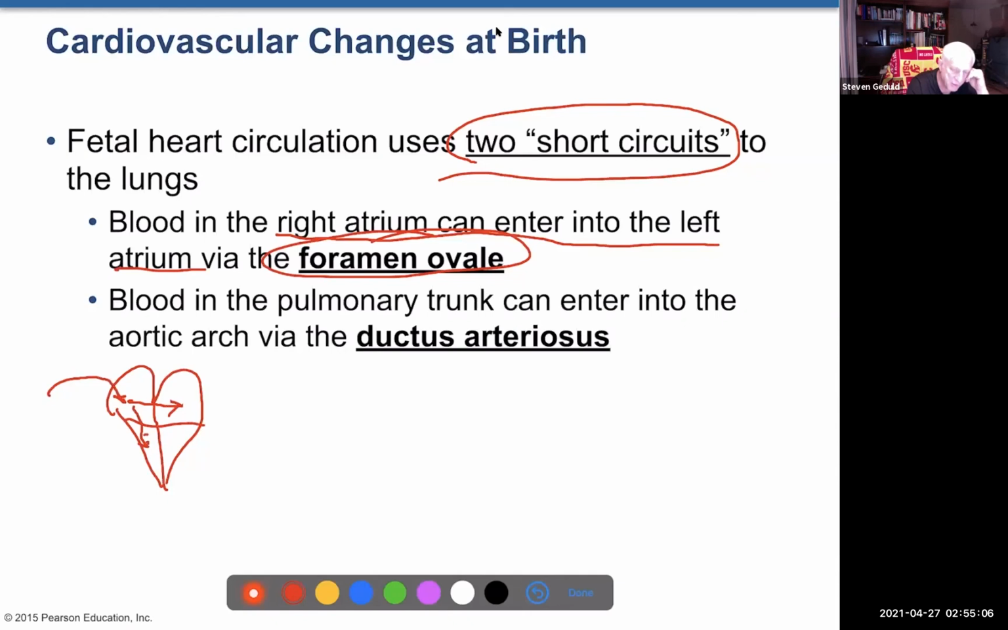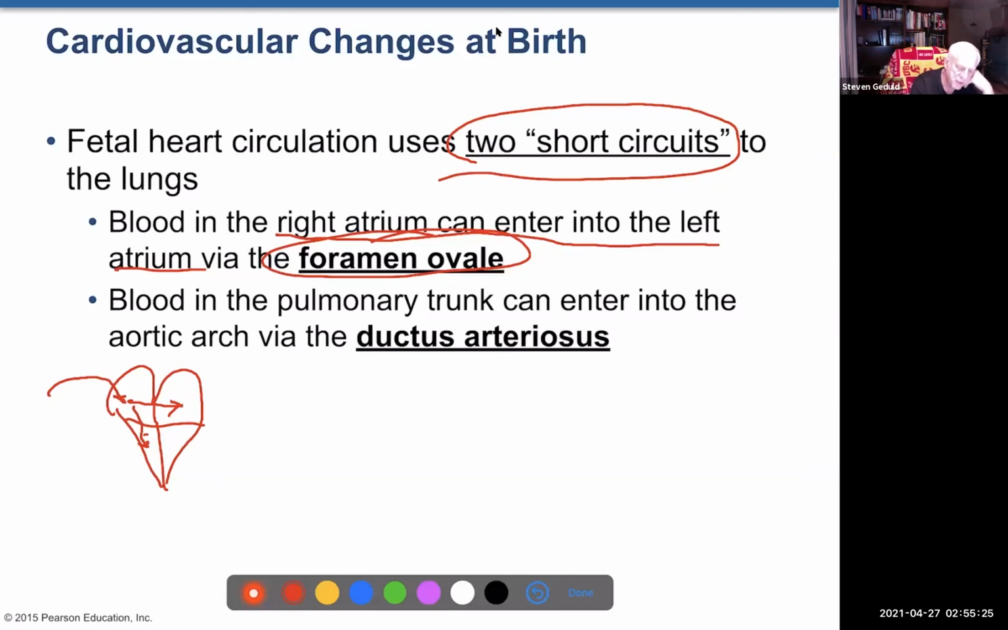Some of the blood does go down through there, and blood in the pulmonary trunk can enter the aortic arch by the ductus arteriosus. So instead of going from the pulmonary trunk to the pulmonary arteries, it goes through the ductus arteriosus into the aortic arch, where it gets distributed to the body.